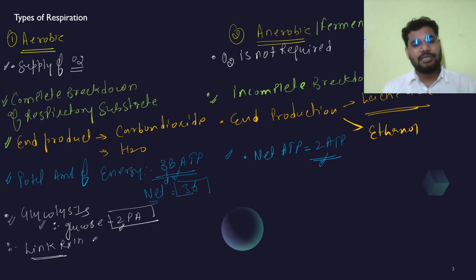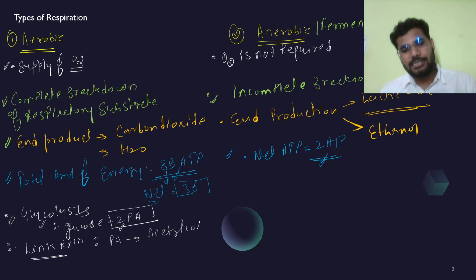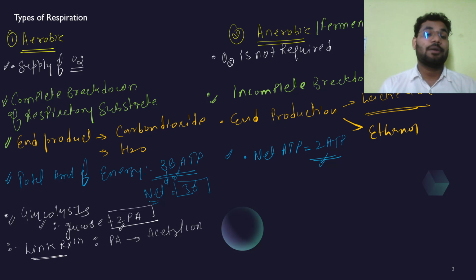In this link reaction, which takes place in aerobic respiration only, pyruvic acid is transformed into acetyl coenzyme A. Acetyl coenzyme A is a 2-carbon compound and it is a decarboxylation reaction. What is the meaning of decarboxylation? Pyruvic acid is a 3-carbon compound. Of course, 2 pyruvic acid transform into 2 acetyl coenzyme A, which is a 2-carbon compound.